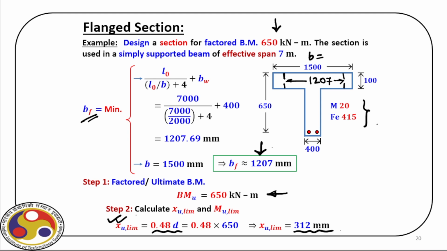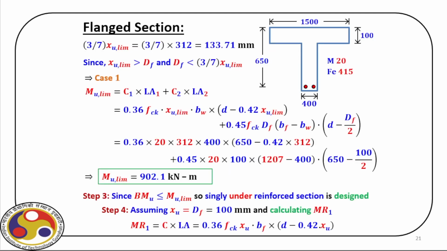So now we have the limiting value of XU. So 3/7 of XU limit is 113.71 millimeter. Now XU limit is greater than DF, because the depth of flange for this problem is 100 millimeter, and DF is less than 3/7 XU limit.